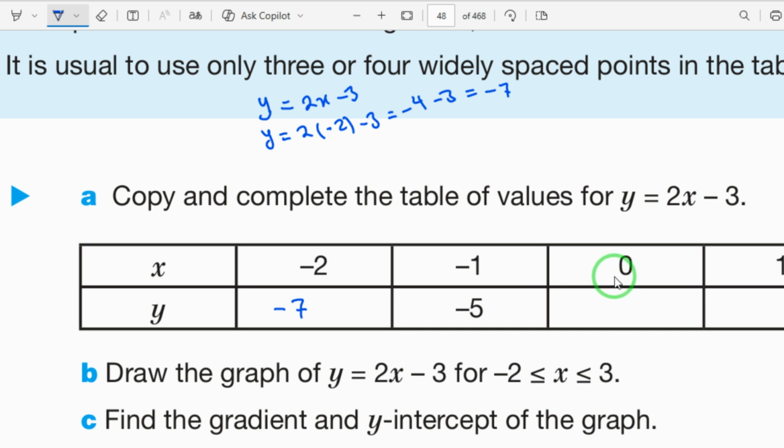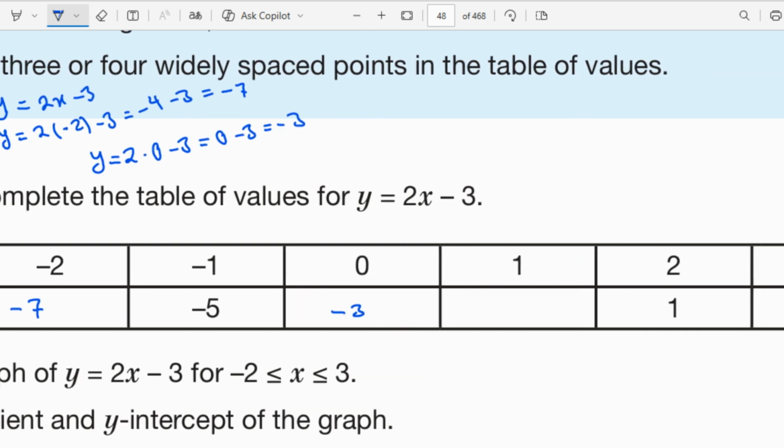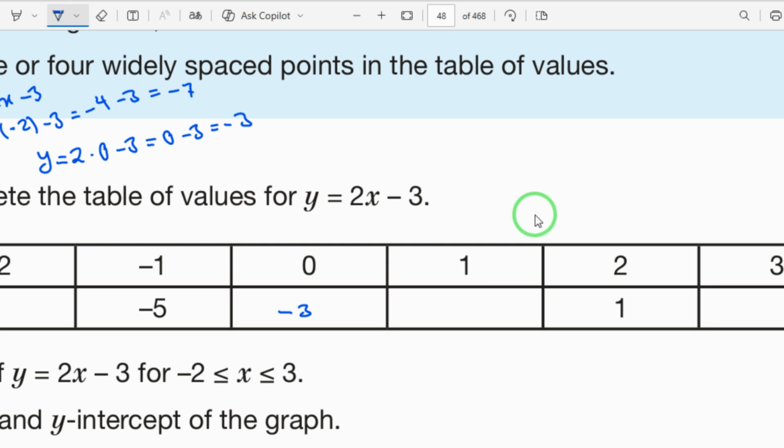Then we put 0 instead of x. y equals 2 times 0 minus 3. 2 multiplied by 0 gives us 0, and minus 3 stays minus 3. So here is minus 3. Then we come to the next. We put 1 instead of x. y equals 2 times 1 minus 3. 2 multiplied by 1 equals 2, and minus 3 leaves only minus 1. Here we write minus 1.